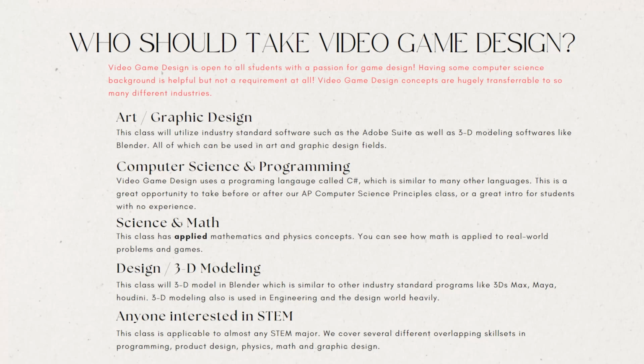If you have interest in science and math, this class is applied math and physics. In our games here, we're not doing equations and solving variables and things like that. We're actually applying mathematic concepts. We're using variables in a way that makes sense for video game design and real world usage. Same thing for physics. We're using different physics tools to simulate things like gravity. So you'll see how that's applied to a real world setting, which is exciting.